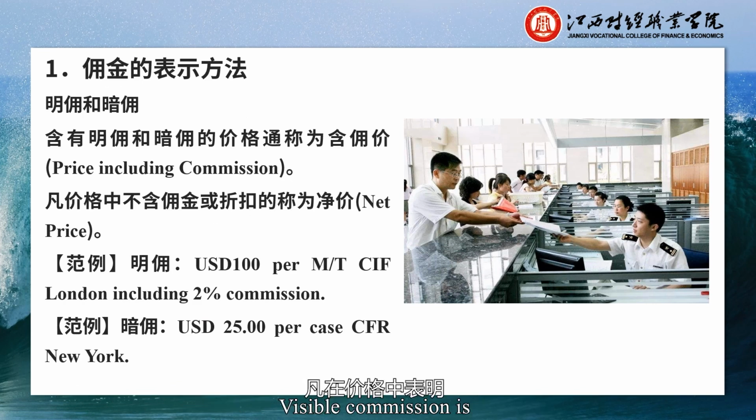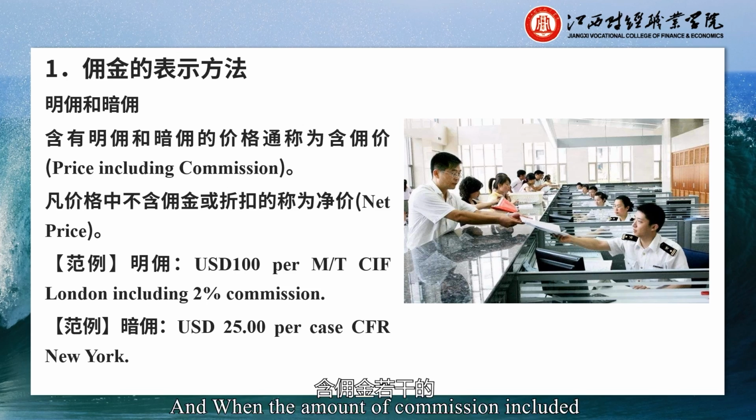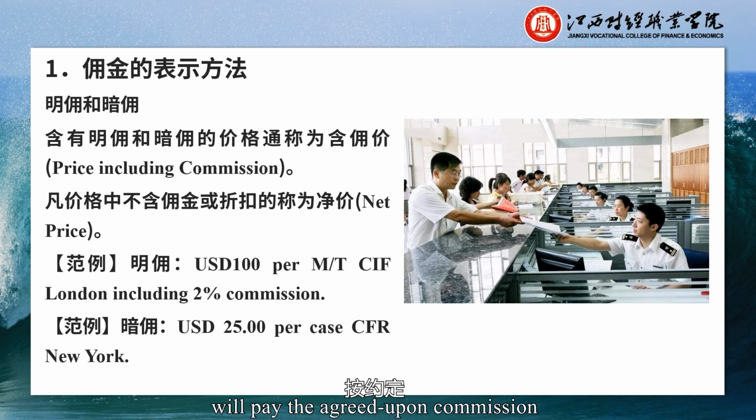Visible commission is when the amount of commission included is explicitly stated in the price. If it is not explicitly stated in the price, but is agreed upon separately in practice, it is referred to as hidden commission. The parties involved will pay the agreed upon commission privately and separately. A price that includes either visible or hidden commission is commonly referred to as a commission price.